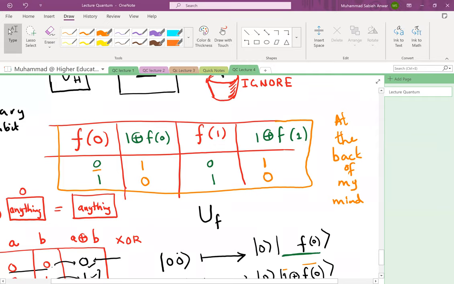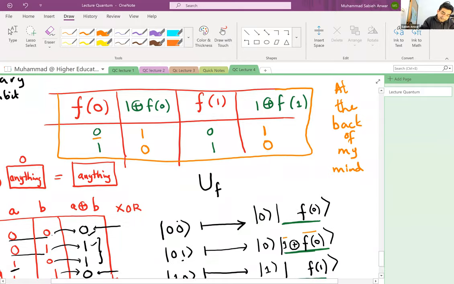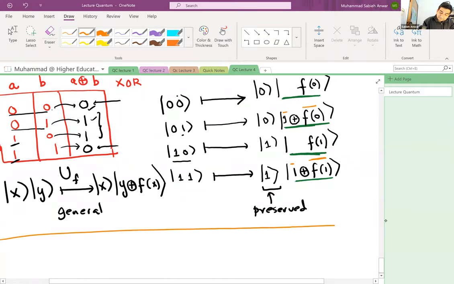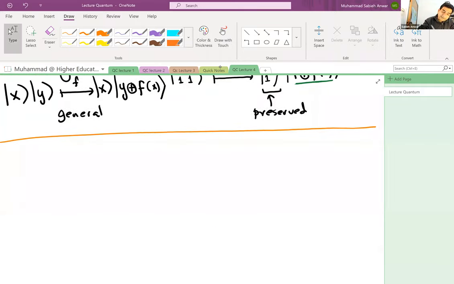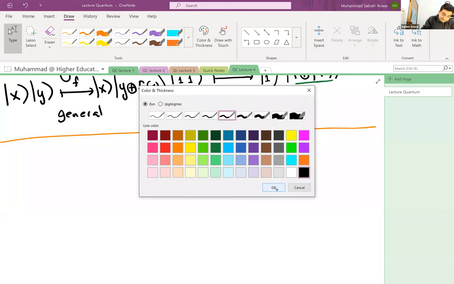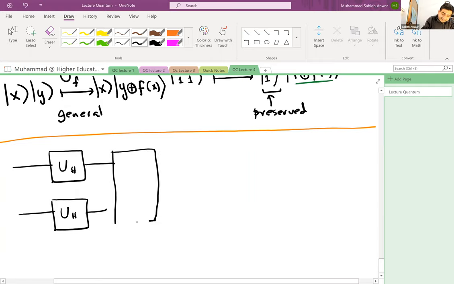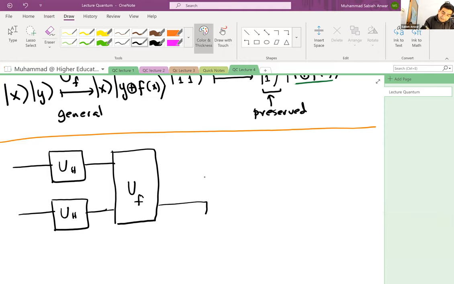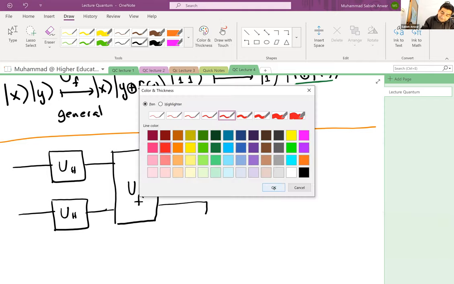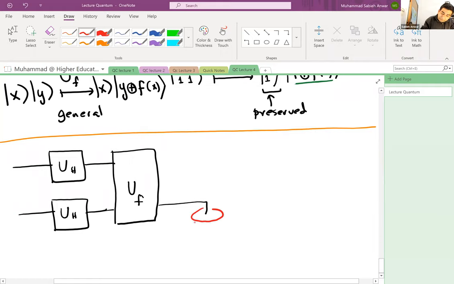Okay, so let's move on to the quantum algorithm and things will get clearer. Let me redraw the circuit because I would need it. Hadamard gate on the first qubit, Hadamard gate on the second qubit. Then my function evaluation, for which I've defined the truth table for UF. And then I just ignore the second qubit. I put it in the dustbin. This is just my cartoonish representation of not looking at this output.